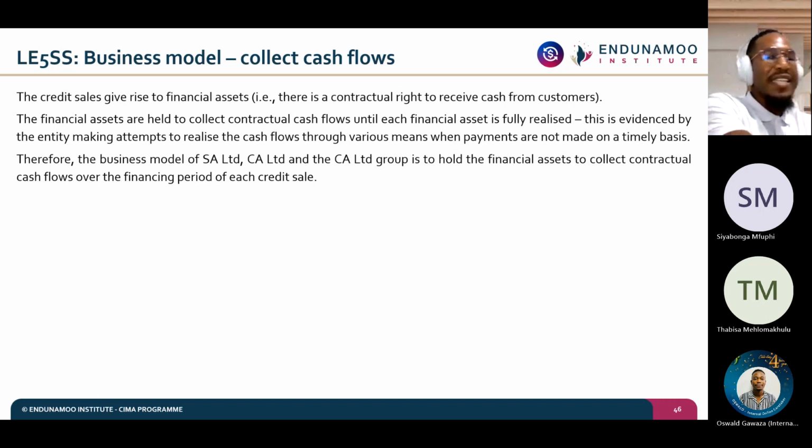Because SA Limited is a subsidiary of CA Limited, and together SA Limited and CA Limited are a group, it means that the group as a whole is holding these financial assets to collect the contractual cash flows over the financing period of each credit sale. Any questions?